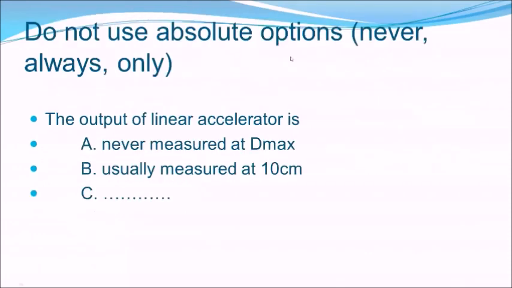Do not use absolute options, like "never measured at Dmax." When you give such strong sentences, the student will get it. Okay, this is the more important one. He sees "never," so that has some meaning. And the student will leave out the science behind it, will start looking at the way you have framed the question and try to answer from that. So "usually measured at 10 centimeter." These are the things you have to avoid. Avoid "usually," avoid "never," all these in your question formation.